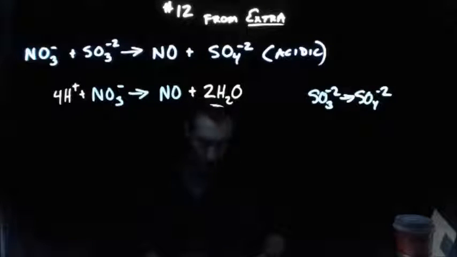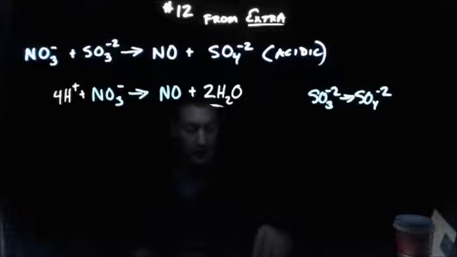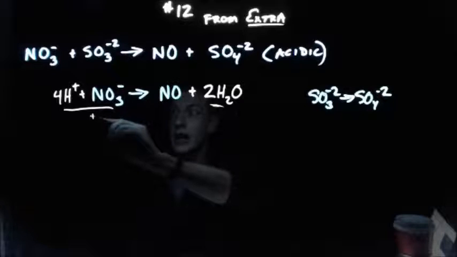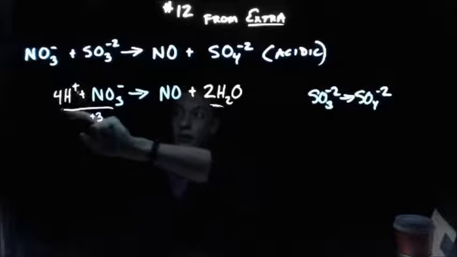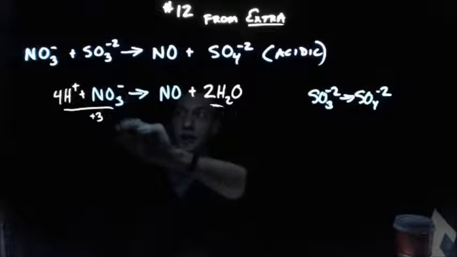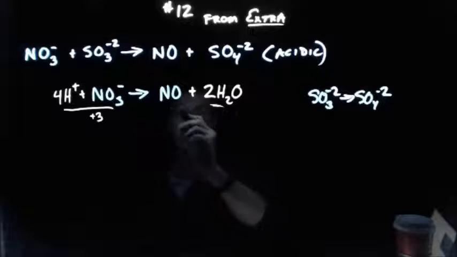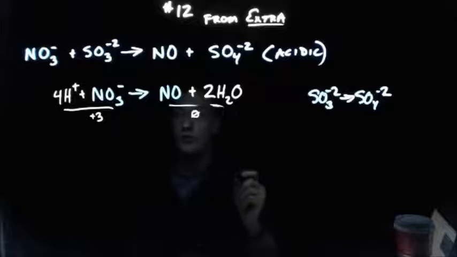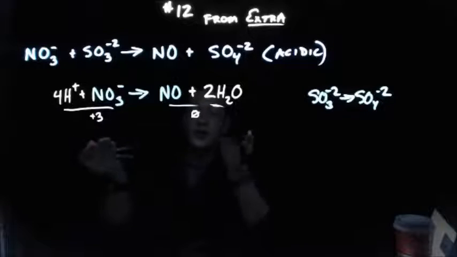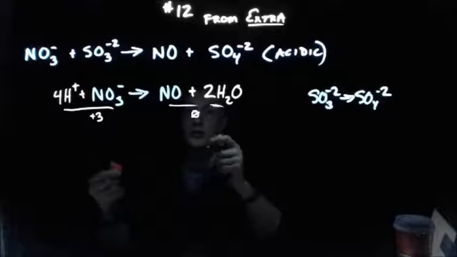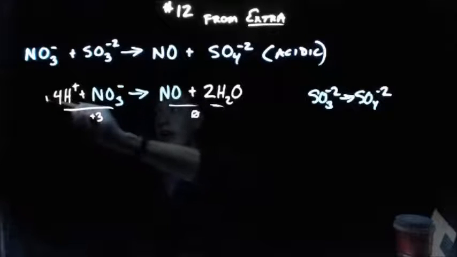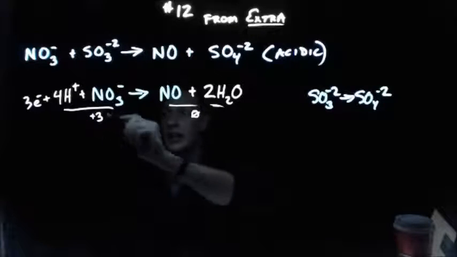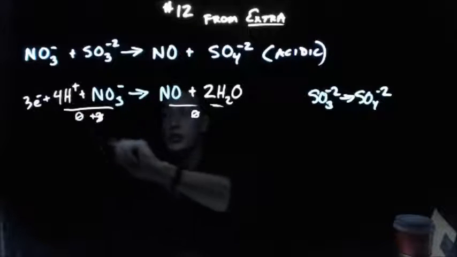Those 4 hydrogen ions are going to give the reactant side a charge of +3, right? 4 positives and then a negative, so a total charge of +3, while the product side has a total charge of 0. So I've already balanced it in terms of atoms, but I need to balance it in terms of charge. In order to do that, I'm going to add 3 electrons over here to the reactant side, and now both sides have a charge of 0.